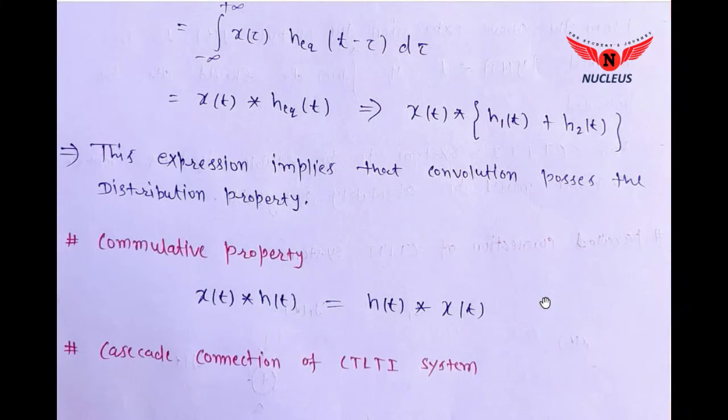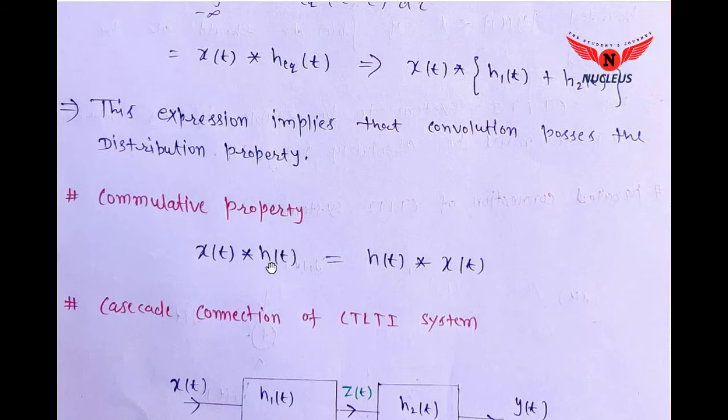The next property is the commutative property. x(t) convolved with h(t) is equal to h(t) convolved with x(t). We have already written this equation.